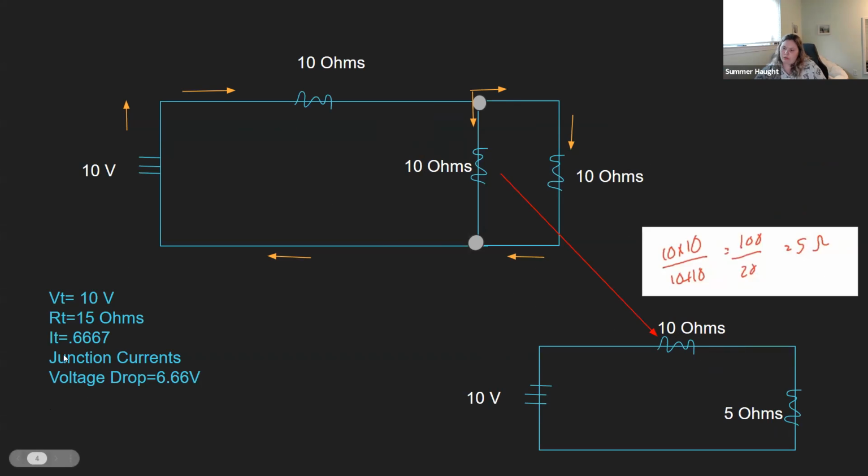So on this left side here, these are the things you're typically going to be asked to find. That is the total voltage, the total resistance, the total current, junction currents, and voltage drops. Junction currents are right here. We talked about junction currents last week, when that current splits up, we have electrons going this way and electrons going this way, but the sum when they add back up together must be the same as whatever the current was here.